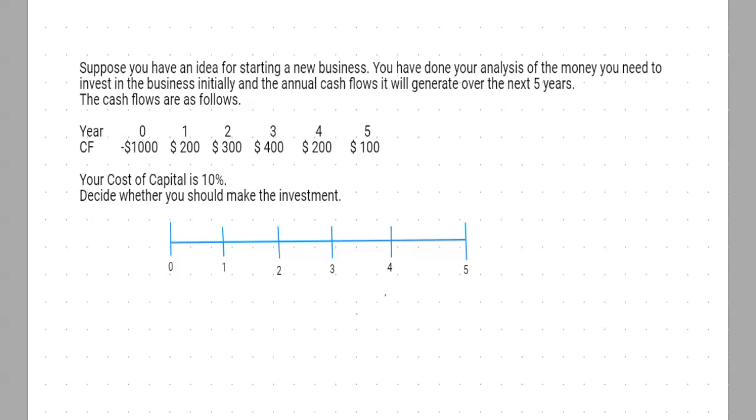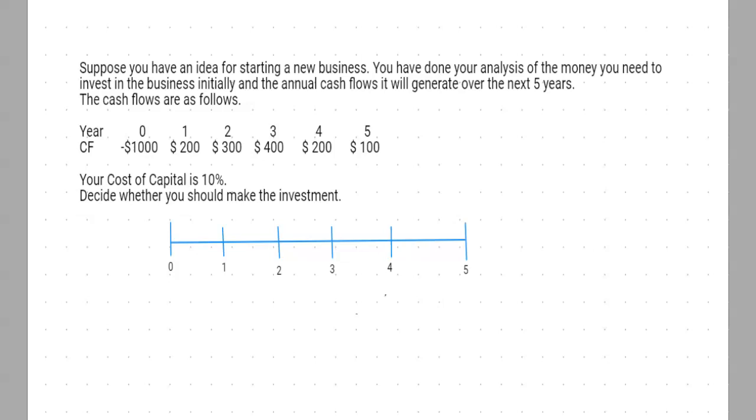Suppose you have an idea for starting a new business. You have done your analysis of the money you need to invest in the business initially and the annual cash flows it will generate over the next 5 years. The cash flows are as follows. At year zero, the cash flow is negative 1000. That is, you are investing $1,000 in the business, and from year one through year five, it is going to generate $200, $300, $400, $200, and $100 respectively. And your cost of capital is 10%.